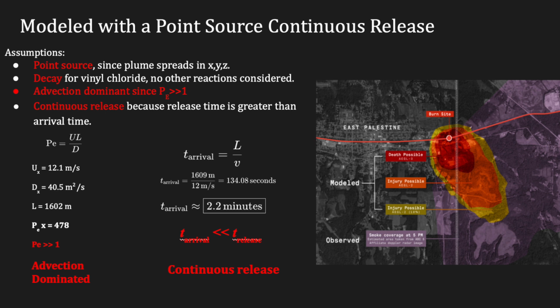This plume will be modeled with a point source continuous release. We know that it's a point source because it spreads in the X, Y, and Z directions. Vinyl chloride does decay in the atmosphere, but no other reactions are considered. A Peclet number of 478 was calculated, which is much greater than 1, so that tells us that it's advection dominated. Similarly, there was a controlled release of vinyl chloride for 3 hours, and we have an arrival time at the radius of 2 minutes. So because our release time is much greater than our arrival, we know it's a continuous release.